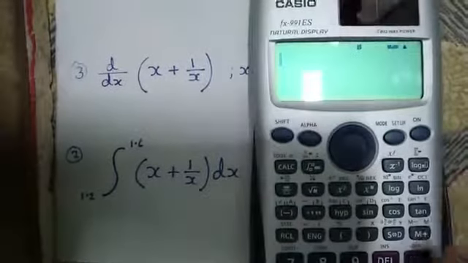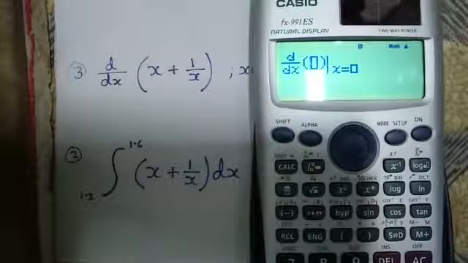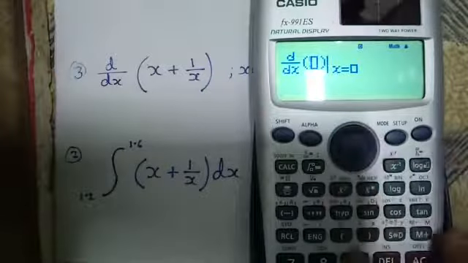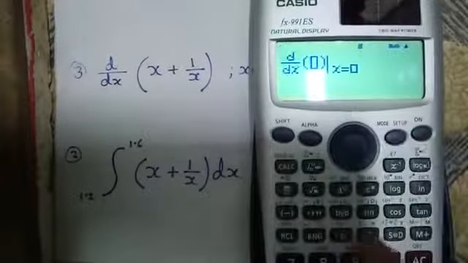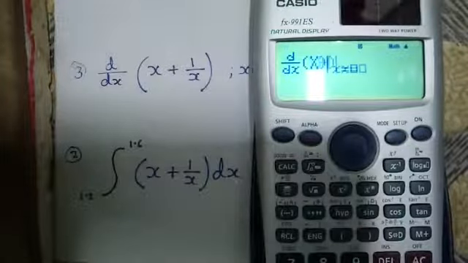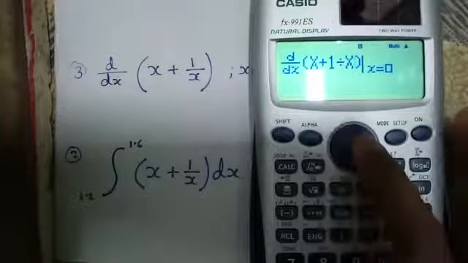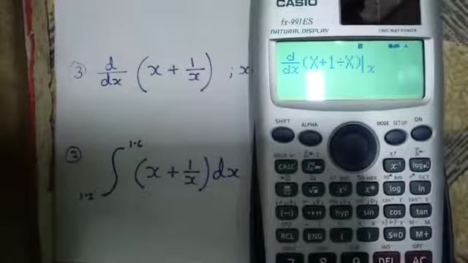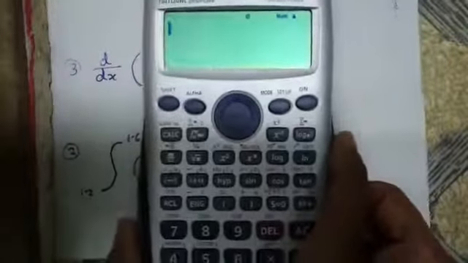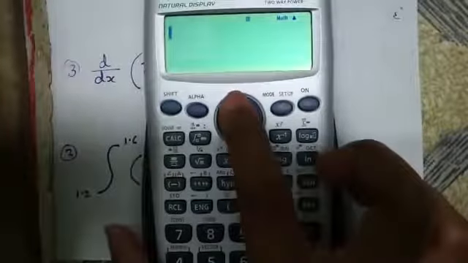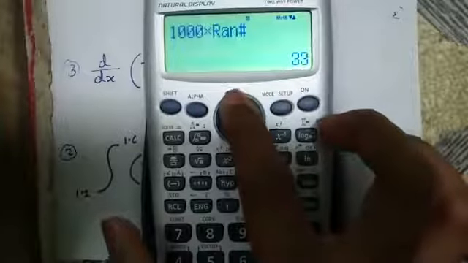Ninth feature is differentiation. Using this button, shift and integral, using the same expression, that is x plus 1 divided by x, if x is 5. It's an example of differentiation calculation. I can access the last value at any time using the up button. Previous calculations are all stored in the calculator.